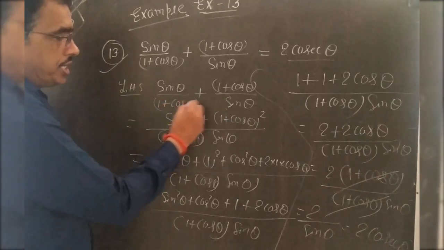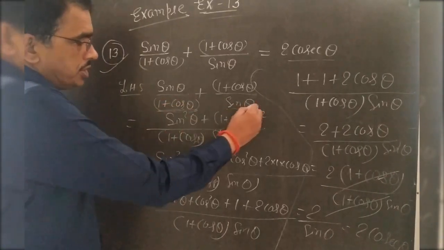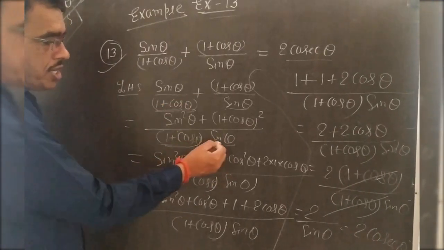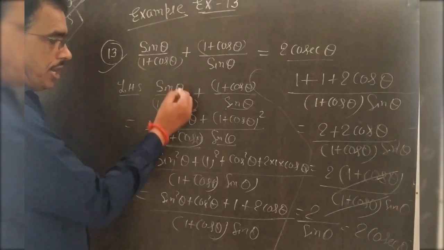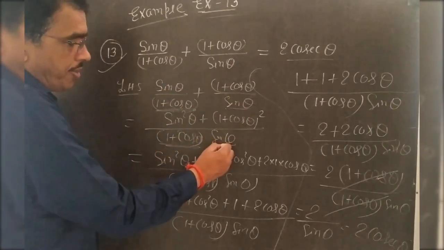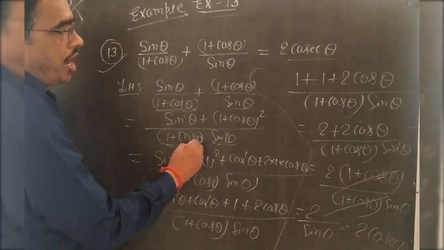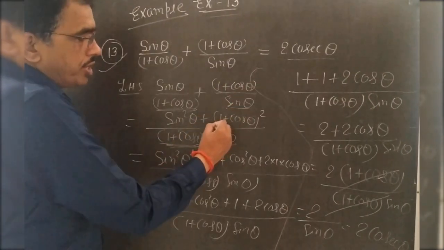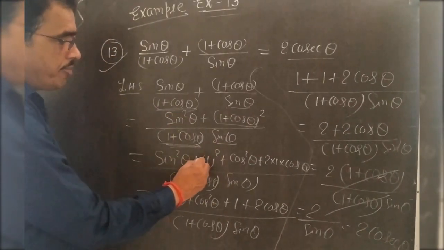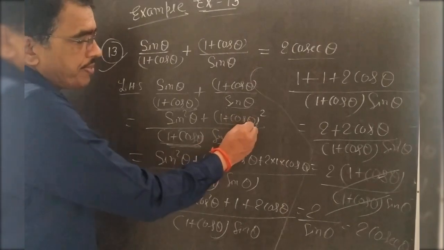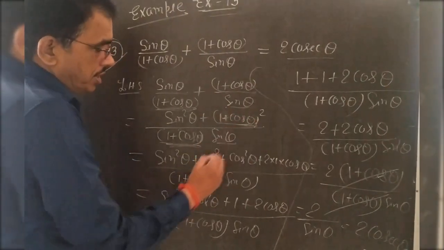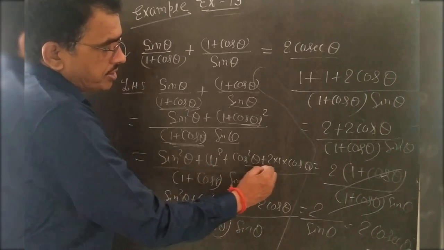So now we take the LCM, that is (1 plus cos)(sin). When we divide by 1 plus cos, we get sin, and sin multiplied by sin is sin square, plus this: sin divided here, we get 1 plus cos, and 1 plus cos multiplied by 1 plus cos is (1 plus cos) whole square. Next, here is sin square plus, this is the form of (a plus b) whole square, where a is 1 and b is cos.